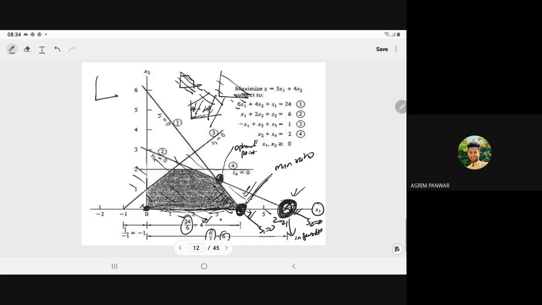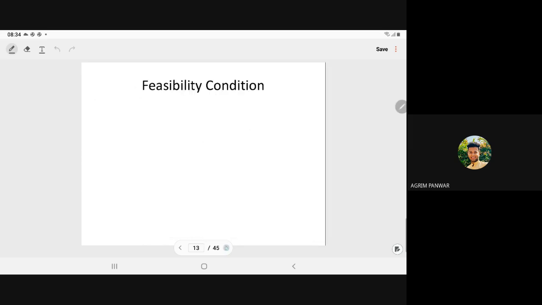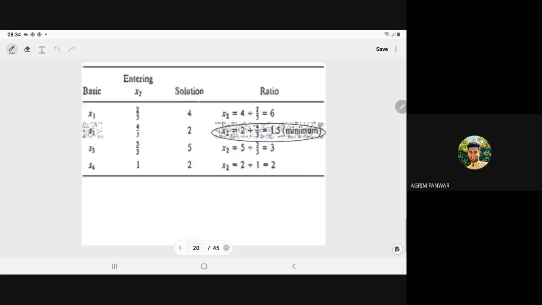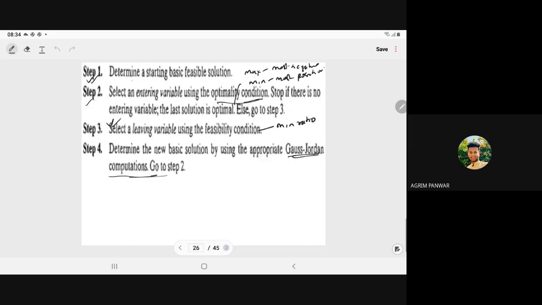So it means you are propagating in the back direction. Either you go on this edge or you go on this edge. So how can we do the same procedure? Whatever was the entering variable will become the leaving variable, and whatever was the leaving variable will become the entering variable. With that, you can recognize the second best.